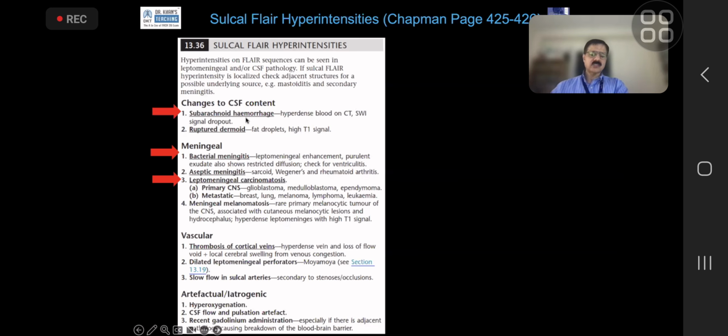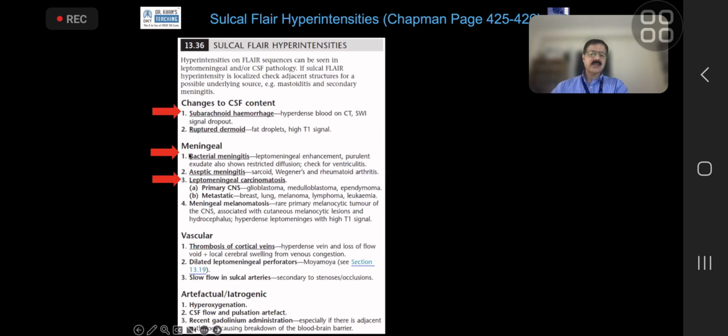Please remember that a subarachnoid hemorrhage which is slightly old, maybe 3, 4, 5, 6 days old, will be better seen on a FLAIR than a CT scan, because on CT it will become isodense to the parenchyma.